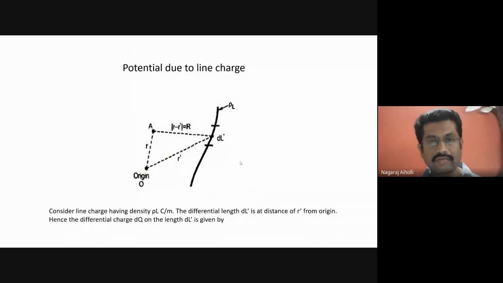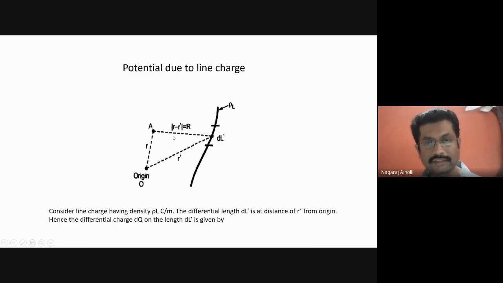Yes, I'll tell that. Whenever you are finding the distance between the point A at which you are finding the potential and the elemental charge dq, we have the origin here, and we have one charge at A. We are supposed to find the potential at A due to the charge placed at the length dl dash. It is always with respect to the origin.